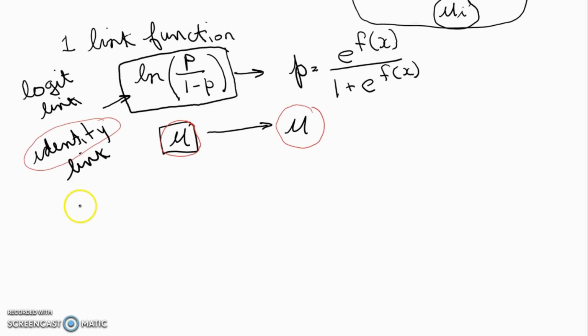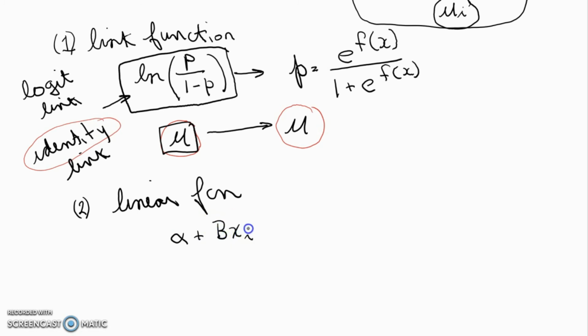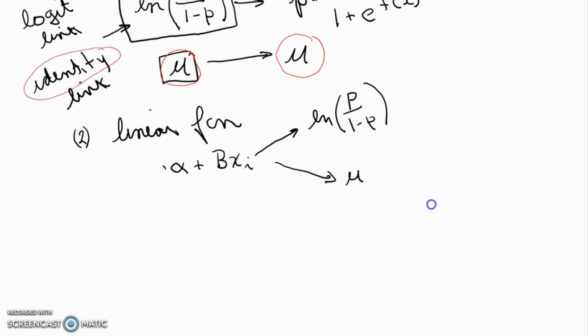The second component of a generalized linear model is the linear function. In the case of logistic regression and in the case of simple linear regression, it's the same. It's alpha plus b x i that determines the link function deterministically. So in the case of logistic regression, it would give us the link function. In the case of simple linear regression, it gives us the identity function.